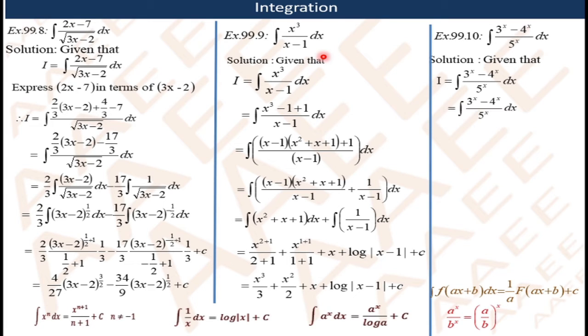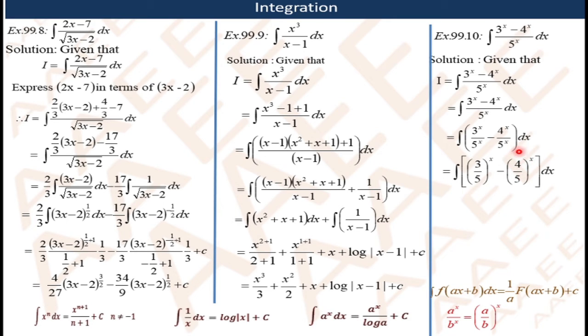let us split the fractions such that integration of 3 raised to x upon 5 raised to x minus 4 raised to x upon 5 raised to x, and this can be taken as 3 by 5 raised to x by using the law of indices. A raised to x upon b raised to x is equal to a by b raised to x, and hence you'll get integration of 3 by 5 raised to x minus 4 by 5 raised to x.